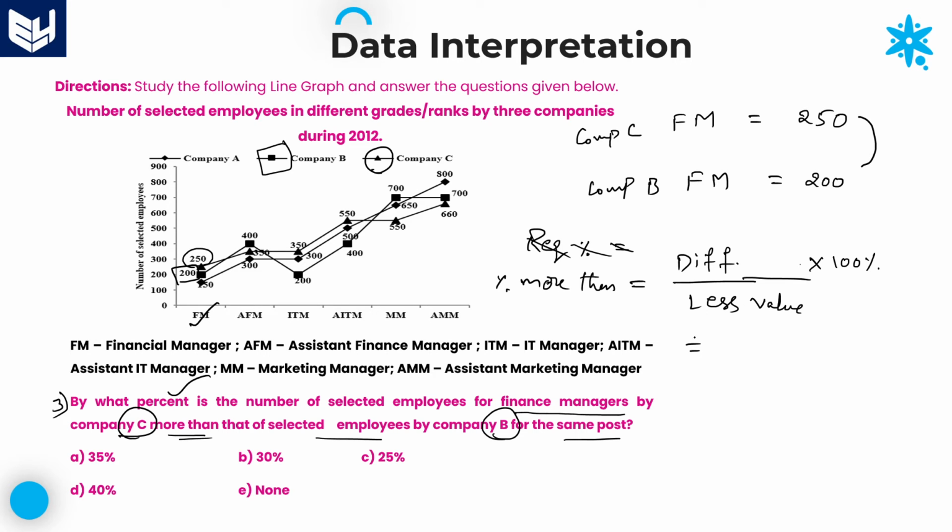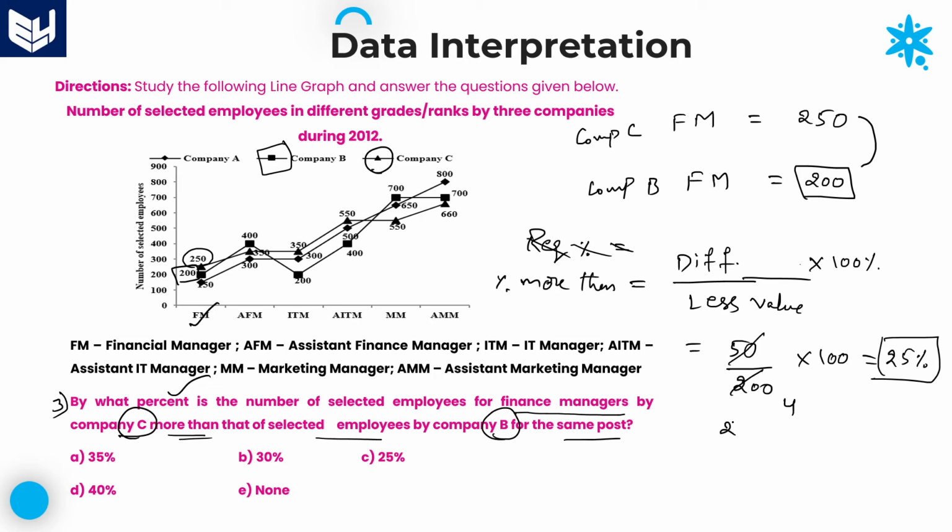Therefore the required percentage more than is equal to, what is the difference between these two values? 250 minus 200, which is 50, right? Divided by the less value among those two, that is 200. 50 divided by 200 into 100. Now here it is 50 ones are 50, 50 fours are 200, which is equal to 25 percentage.